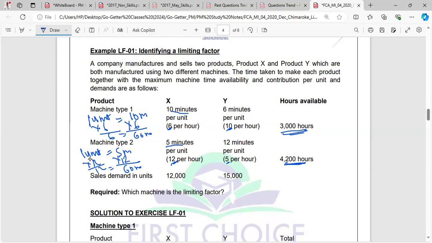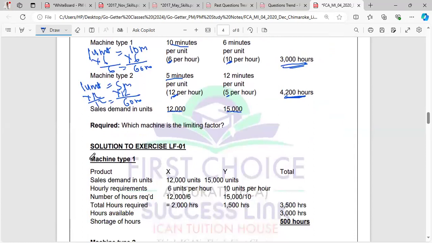So sales demands, you're supposed to meet 12,000 units and 15,000 units. Now we are asked which machine is the limiting factor. Let's look at product X and Y, and their sales demand, 12,000 and 15,000. Now look at the hourly requirement for X. For X, you need 6 units in 1 hour.